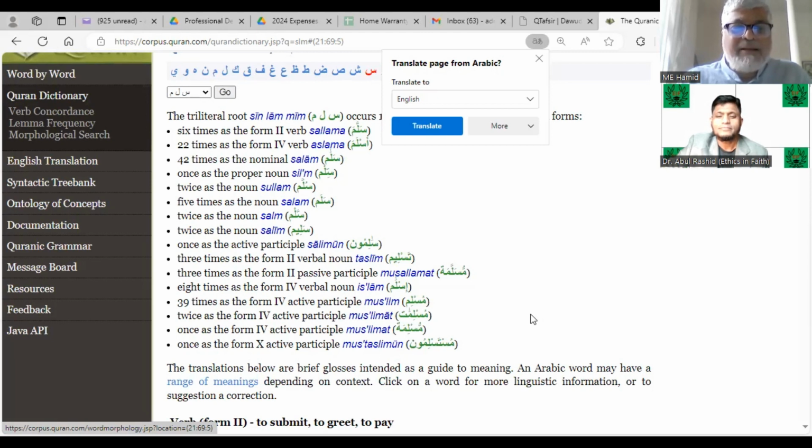Form 10, active participle. What is this? What is form 10? What is active participle? What is form 6? There are a lot of forms floating around from 1 to 10. It looks like you have to study 10 forms.